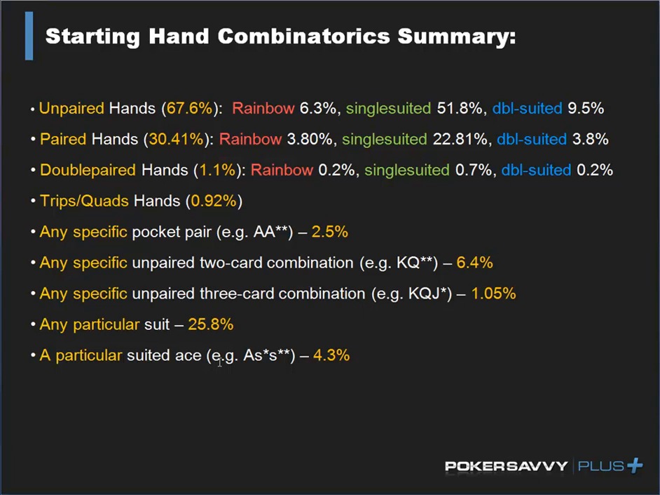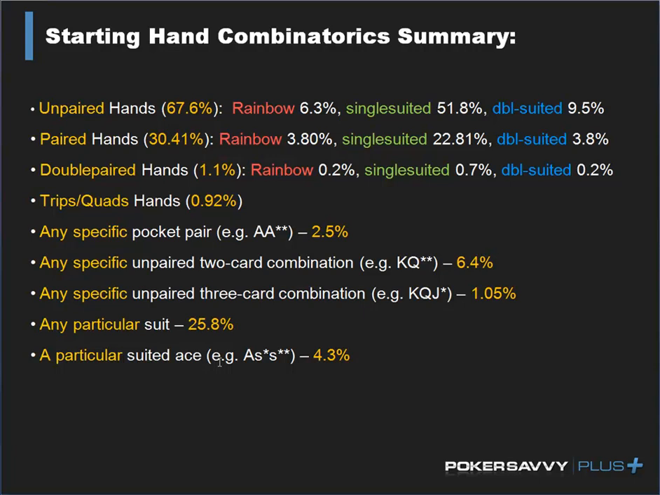Double paired hands are broken down as you see as well, about 1% of hands total, and most of them single suited. Very small percentage chance of getting a double suited or rainbow double paired hand. The trips and quads hands are the outliers that fill out the rest of it, the last 0.9% or so. The next 5 things listed here are what I think are a handful of the most important raw pieces of data you can draw from this.